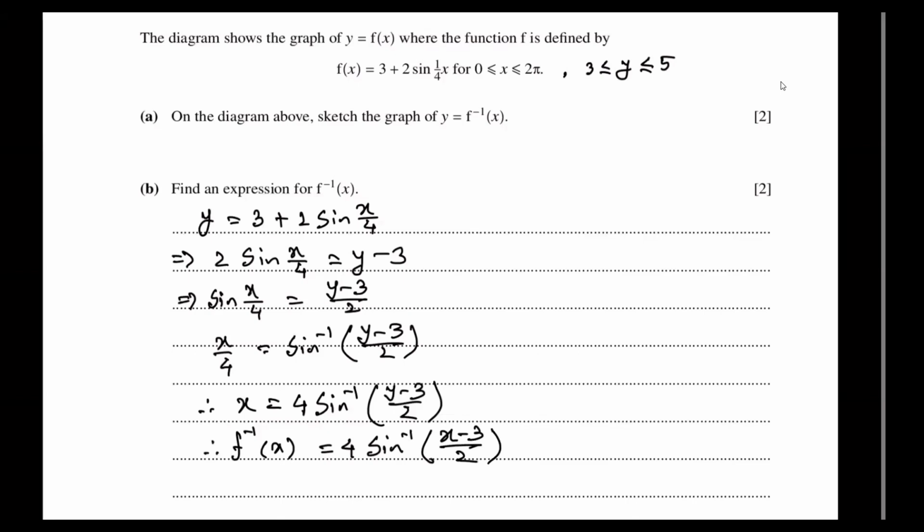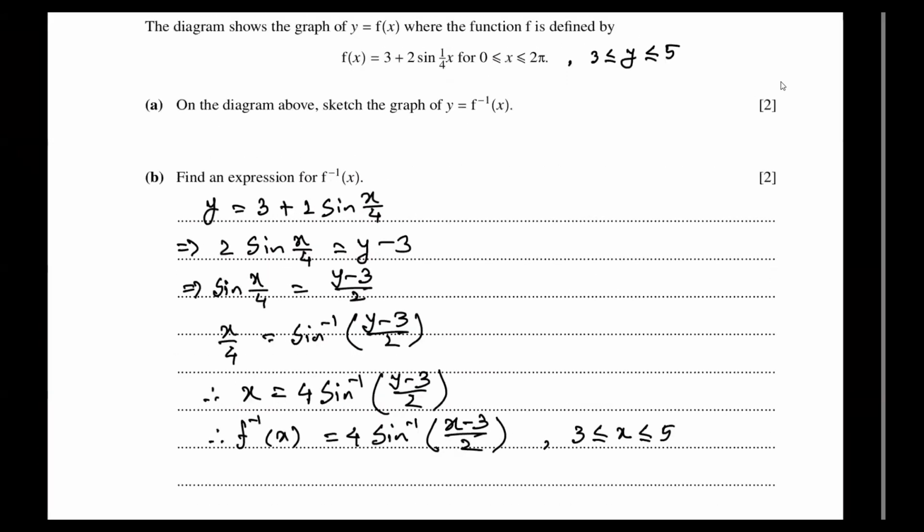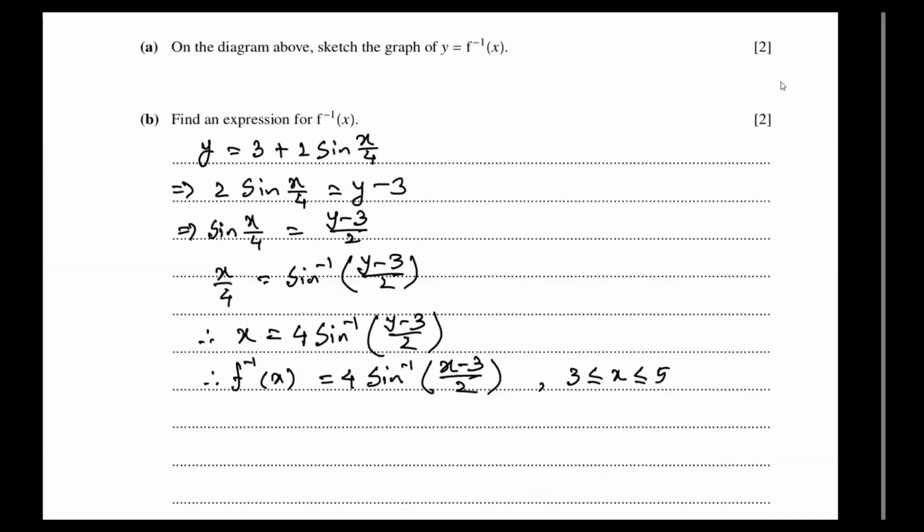So simply substitute the y on the right hand side by x and the x on the left hand side by f inverse. So that's the expression for f inverse x, and the set of values of x here will be the set of values of y for the main function, which is 3 to 5 inclusive. And that's part B. Now, let's see what is in the next part.